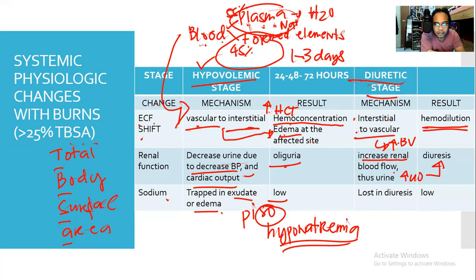Anong tawag dito? Treated na eh. There is already a management being given to the patient. Okay? So, anong tawag ito? Your sodium, magkakaroon pa rin tayo ng hyponatremia dyan. Okay? Because it is lost in your diuresis. Okay? So, that is the reason why may times na, remember class, no?